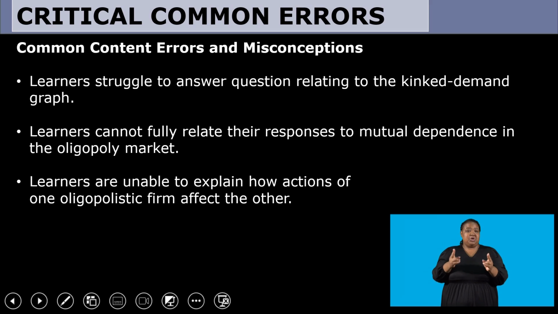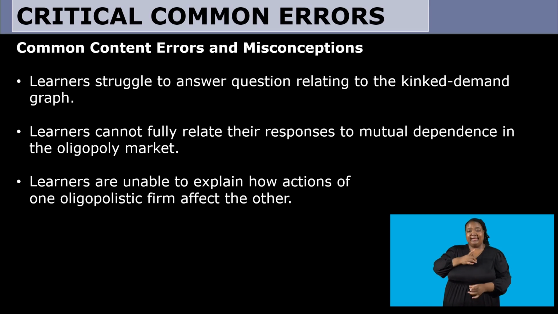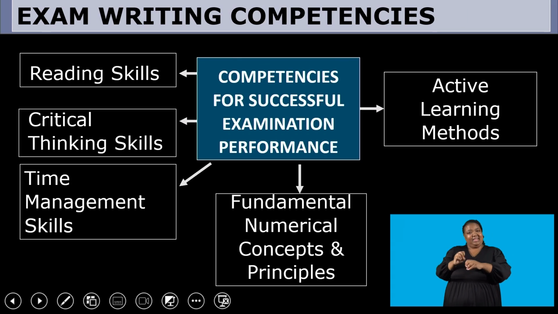Common content errors and misconceptions. Learners struggle to answer questions relating to the kinked demand curve. Learners cannot fully relate their responses to mutual dependence in the oligopoly market. Learners are unable to explain how actions of one oligopolistic firm affect the other.